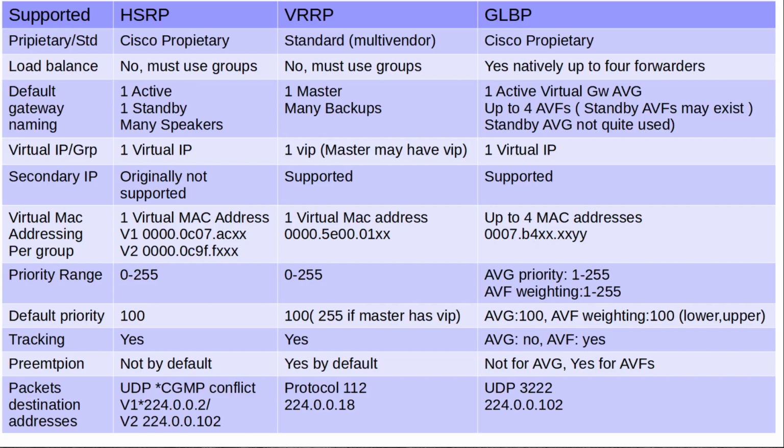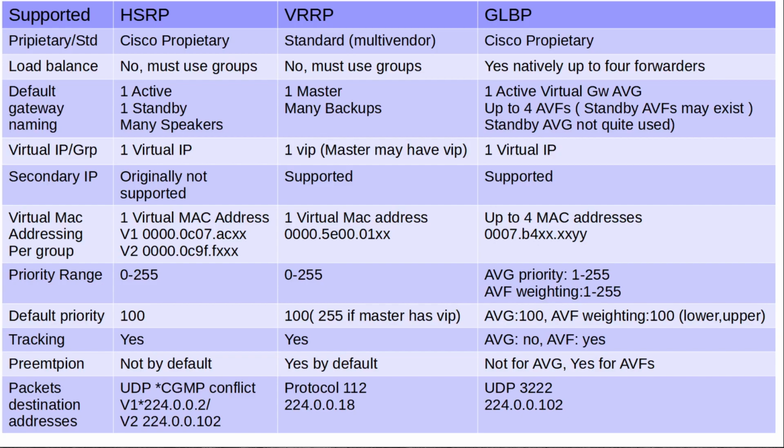Support for secondary IPs: they all support secondary IPs, but some old versions of HSRP will not support secondary IPs. You will have to use groups, and that is the way that each protocol defines virtual MAC address with those formats.